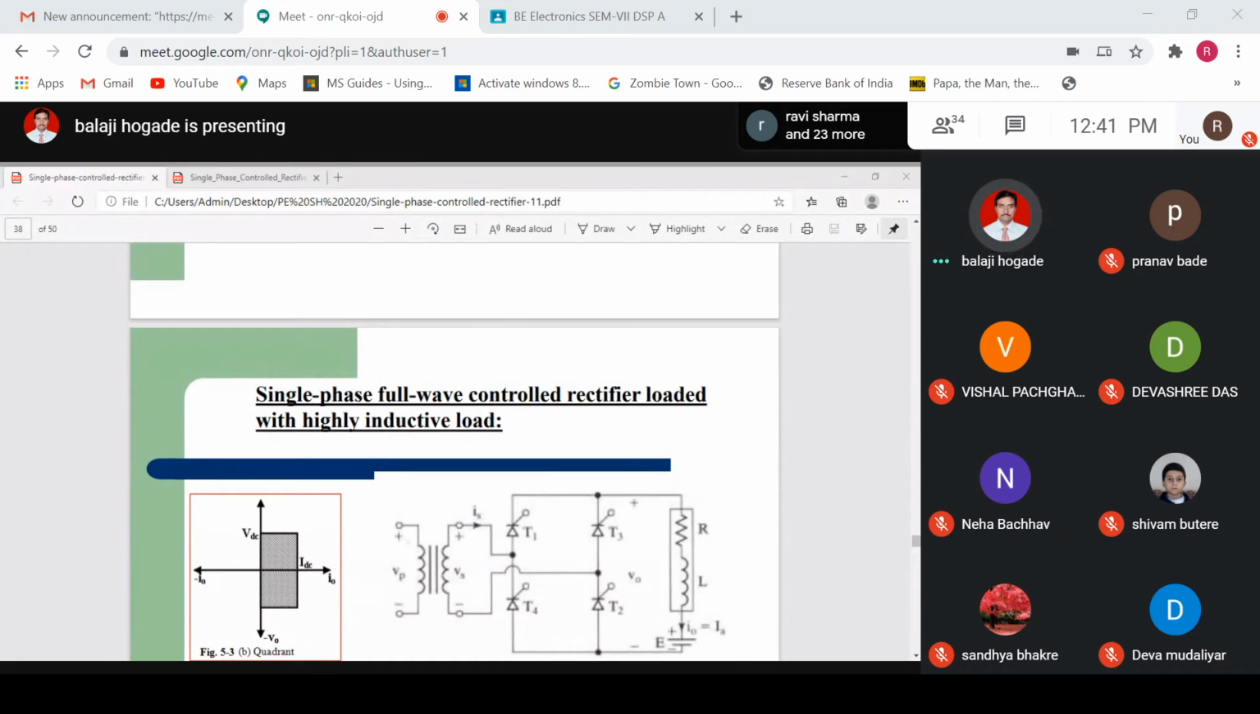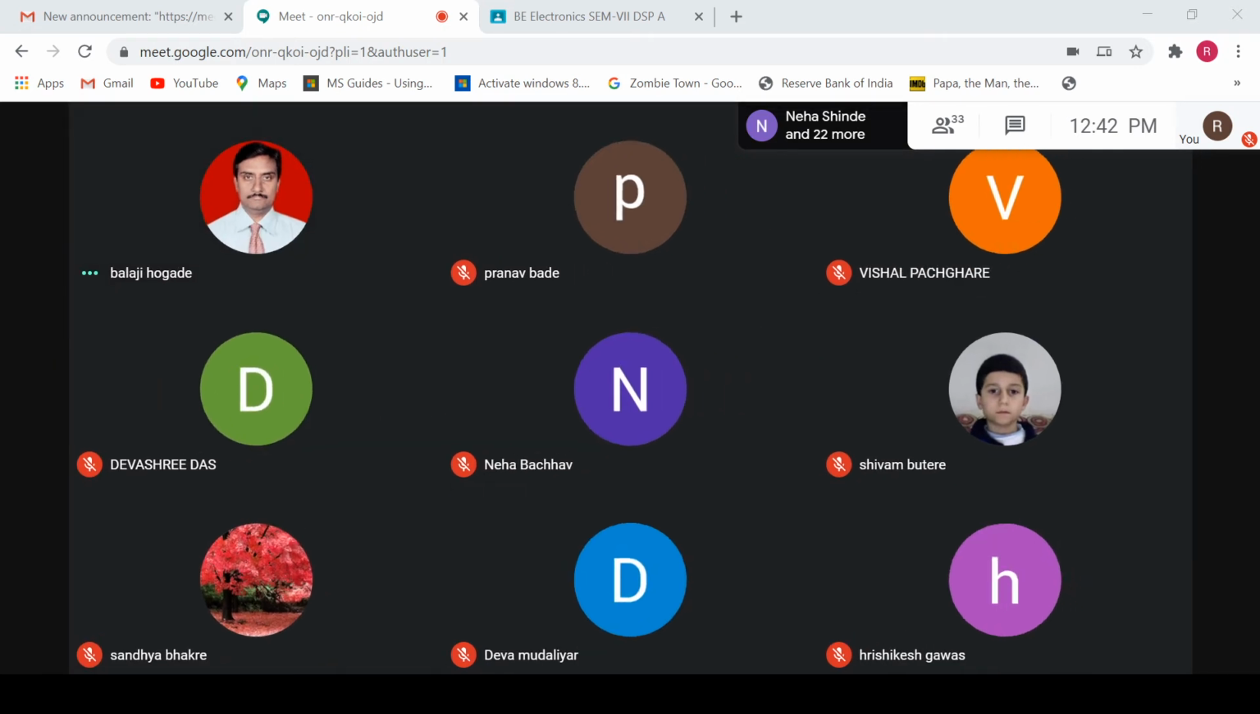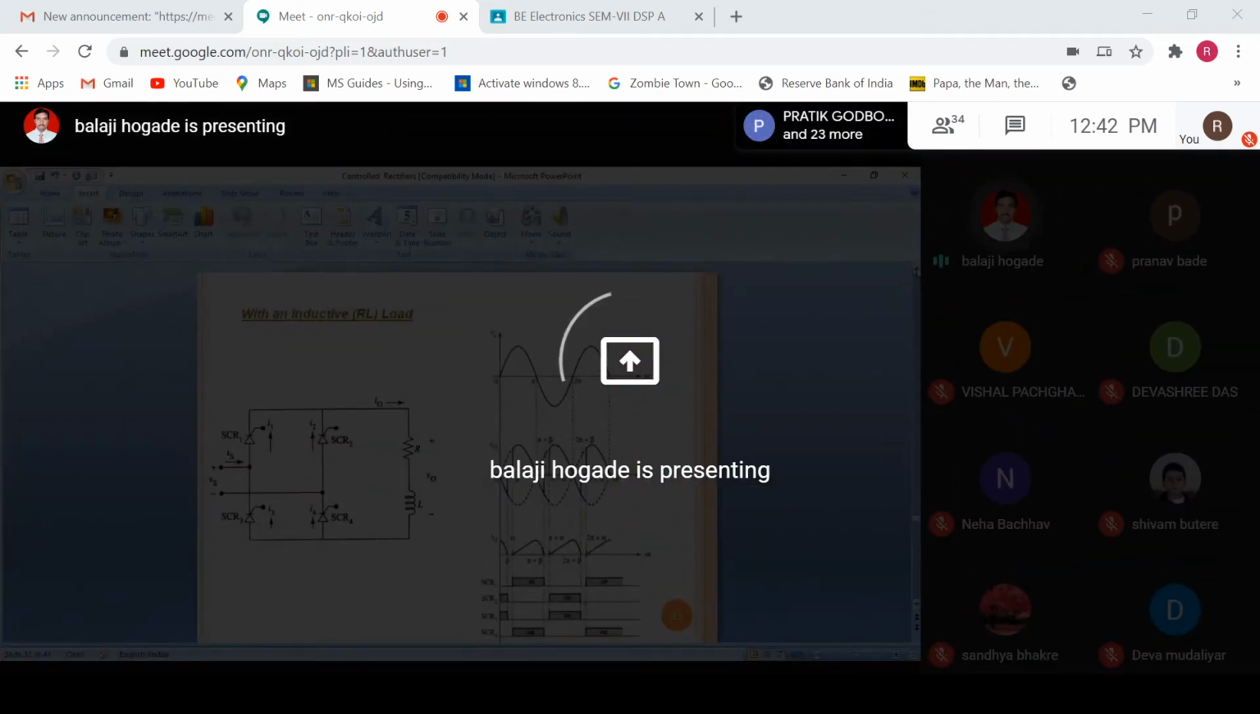अभी कौन सा स्क्रीन दिखाई दे रहा है? With an inductive load, RL load. हाँ, इंडक्टिव लोड. इंडक्टिव लोड सर. अभी चेंज हो रहा है क्या? देखो, स्लाइड चेंज हो गया? नहीं. नहीं ना? हाँ, ठीक है. अभी दिखाई दे रहा है? With an inductive RL load.